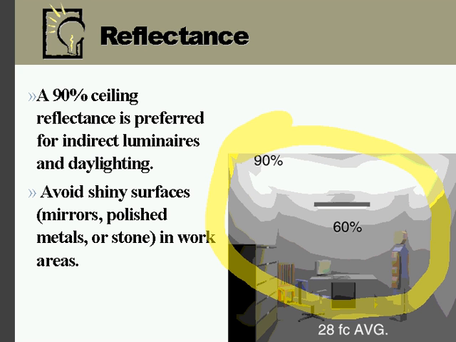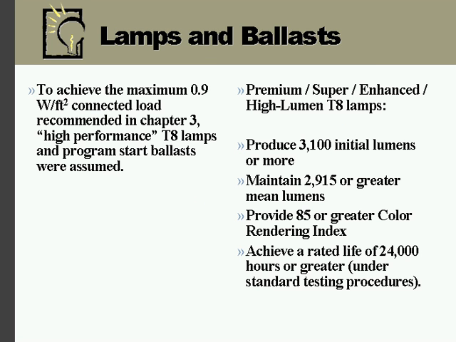I don't have an image to show you, but if I were to reduce the ceiling reflectance to maybe the typical 70 to 80%, reduce the walls to 50%, reduce the floor even further, I might drop my foot candles in half just because the light's being absorbed by the walls and the ceiling. So we want to keep our reflectances as high as possible.